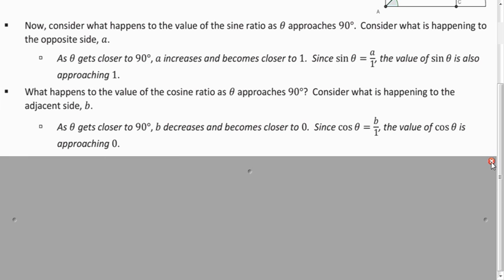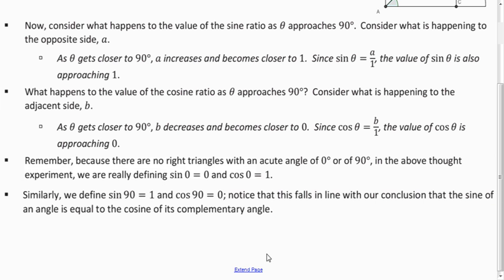So based off of all of this, we have, by definition, not really based off trigonometry because we can't use triangles, sine of 0 is 0, and cosine of 0 is 1. And these results coincide with what we learned about cosine being equal to the sine of a complement. Right? Sine of 90 is 1, and cosine of 0, which is the complement of 90, is 1 as well. And same holds for cosine of 90 and sine of 0.